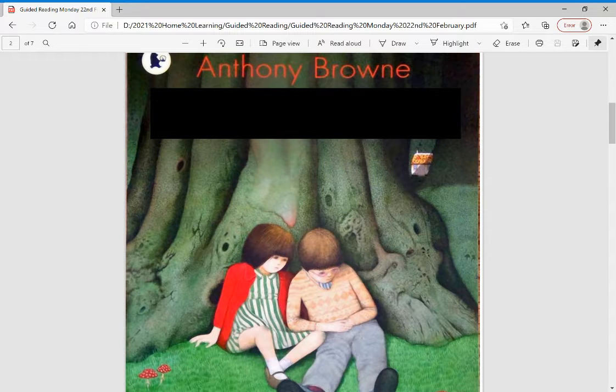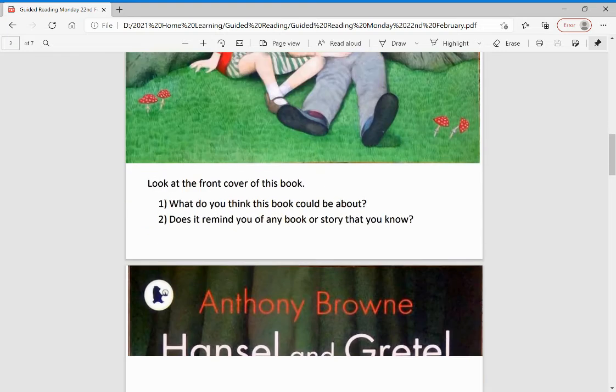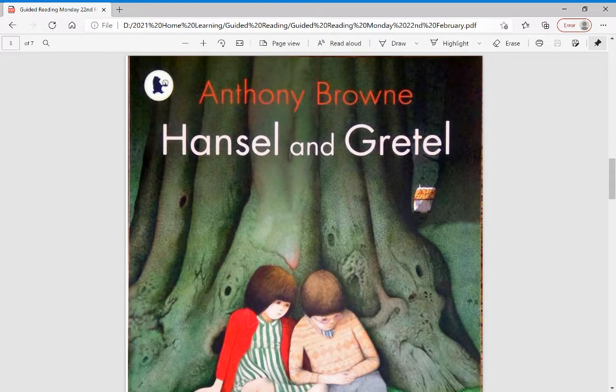Hopefully you managed to have a little think about what this could be. And this is in fact a story of Hansel and Gretel. If you know the story of Hansel and Gretel, absolutely brilliant. This is maybe a different version that you've not read before. It's by Anthony Brown, who did our Gorilla book that we read earlier on in the year. If you have not read Hansel and Gretel or don't know the story, that is absolutely fine as well.